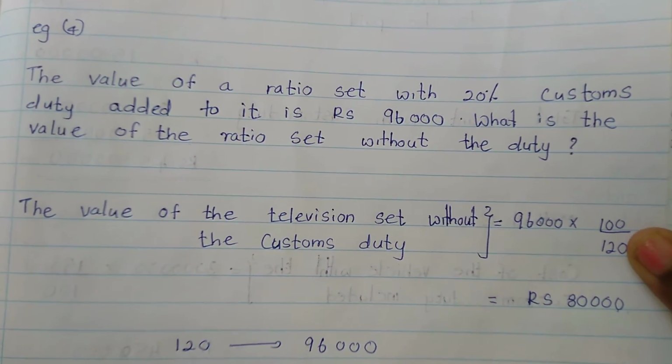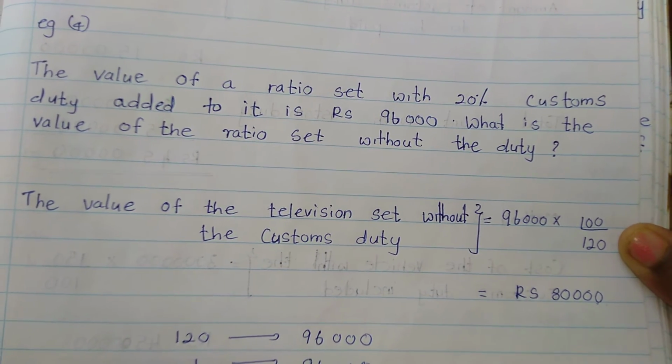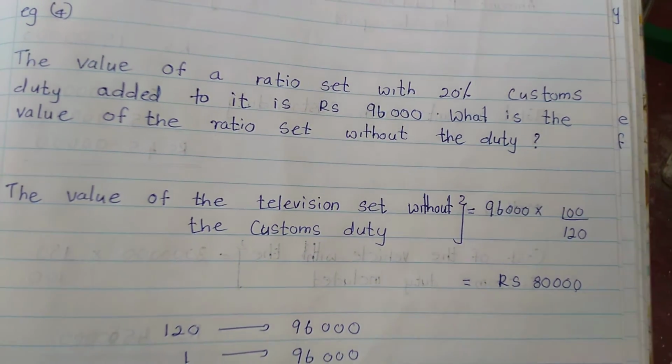Example number 4. The value of a radio set.